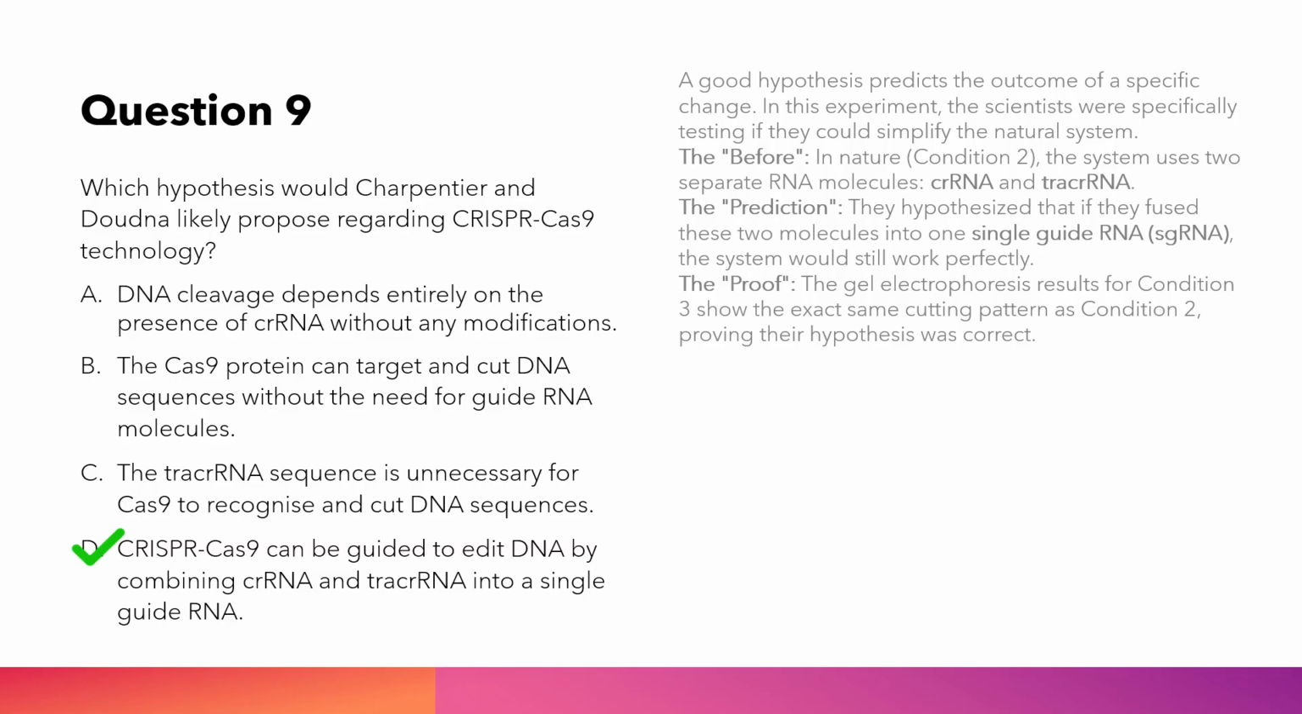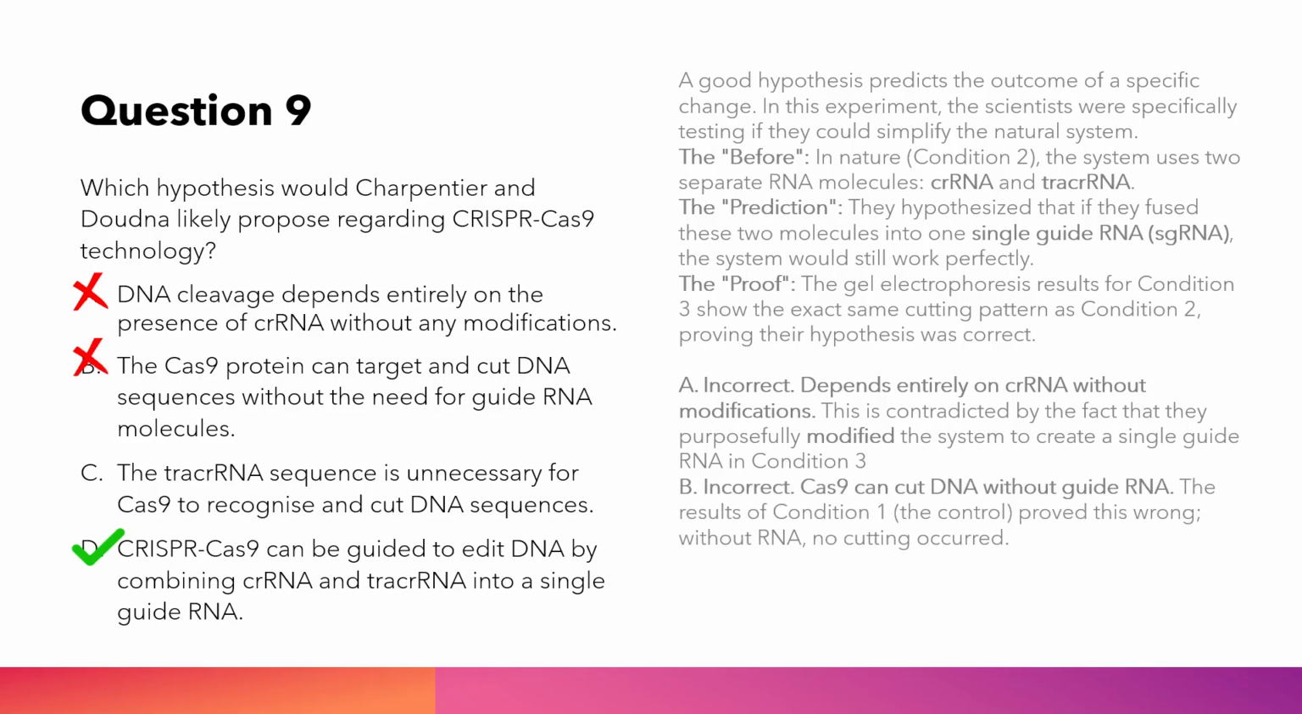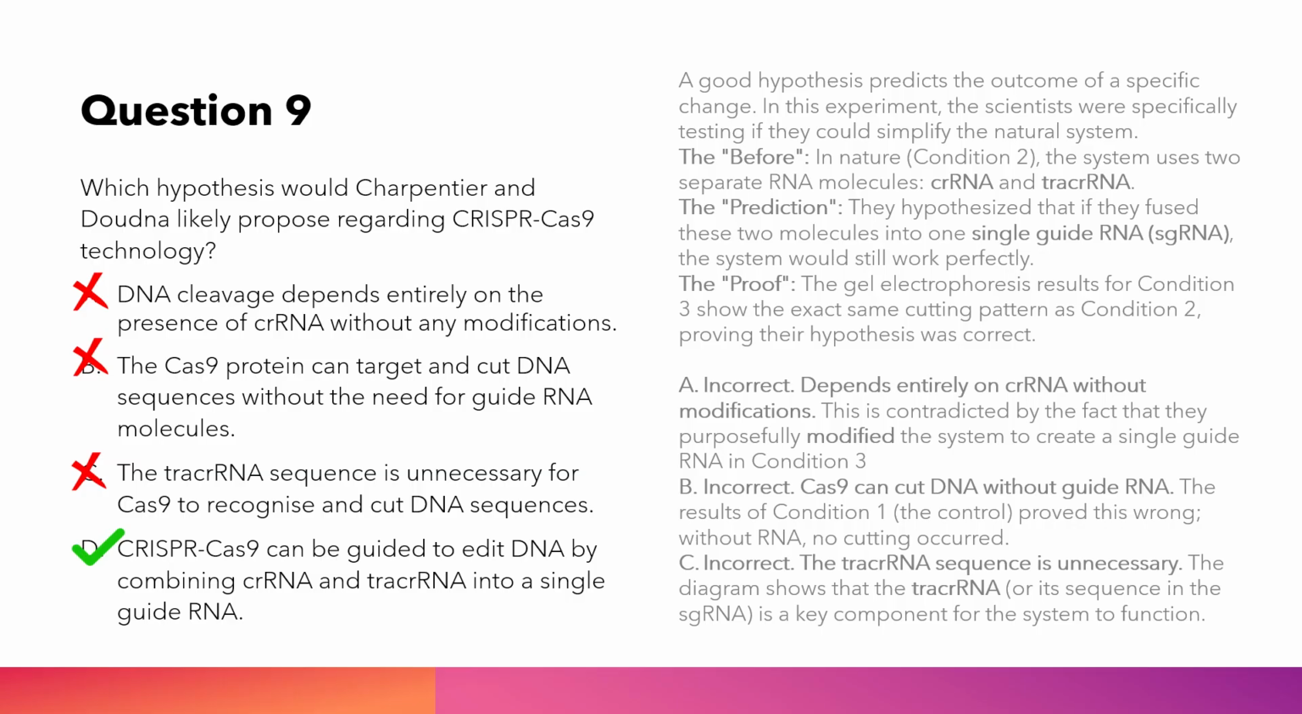Why the other hypotheses fail. A. Incorrect. It depends entirely on sgRNA without modifications. This is contradicted by the fact that they purposefully modified the system to create a single guide RNA in condition 3. B. Incorrect. Cas9 can cut DNA without guide RNA. The results of condition 1, the control, proved this wrong. Without RNA, no cutting occurred. C. Incorrect. The tracrRNA sequence is unnecessary. The diagram shows that the tracrRNA, or its sequence in the sgRNA, is a key component for the system to function.